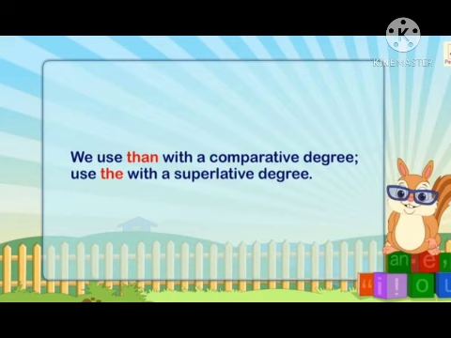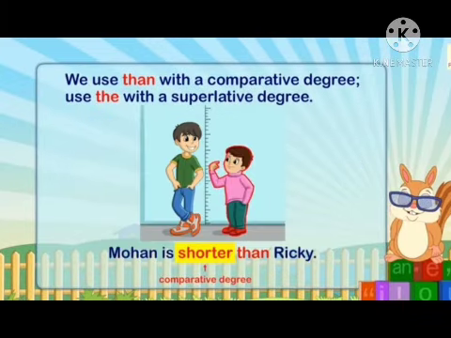Now we will see the example for than and the. See, now we use than with the comparative degree, use the with the superlative. Rohan is shorter than Ricky. Now Rohan and Ricky, two persons are there. So after shorter, see which word is used? Than. So that is which type of degree? It is comparative degree.